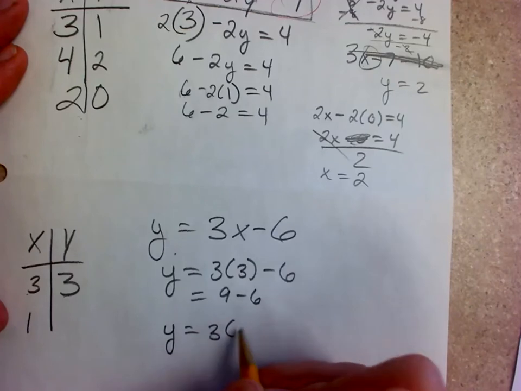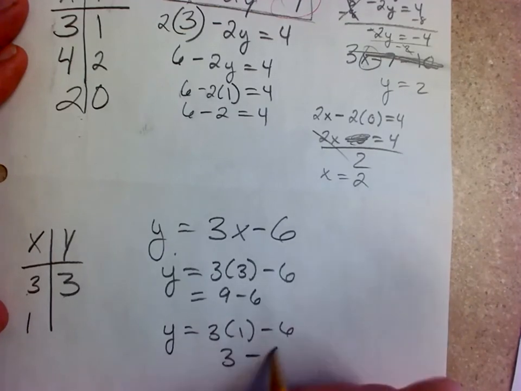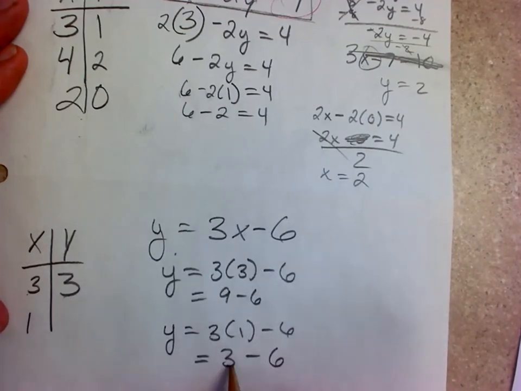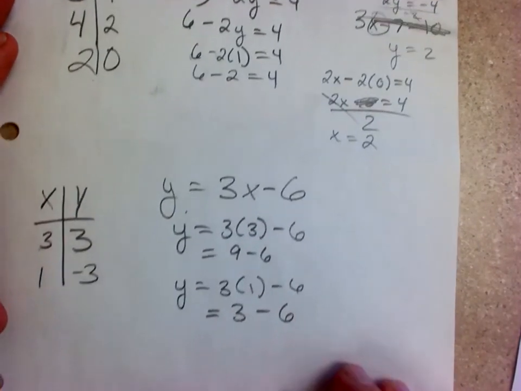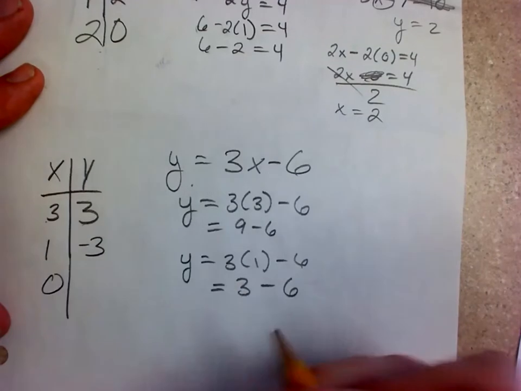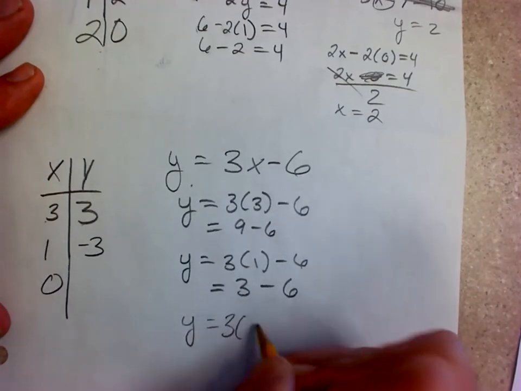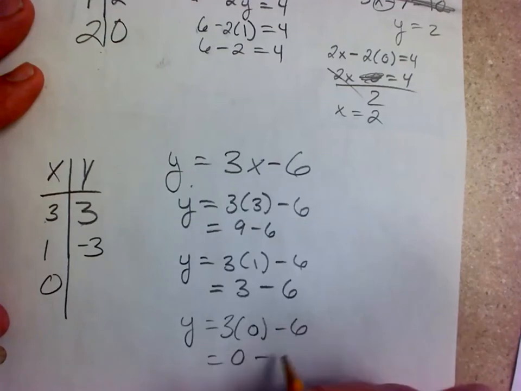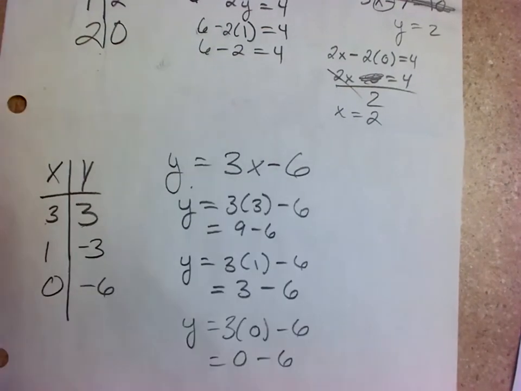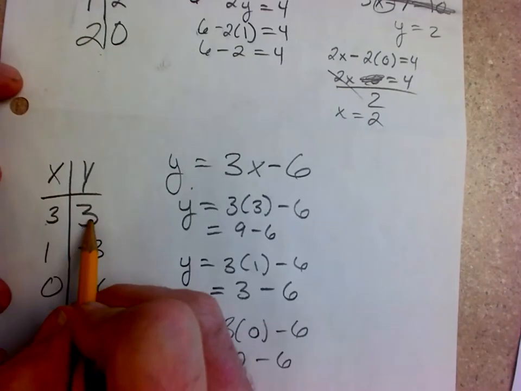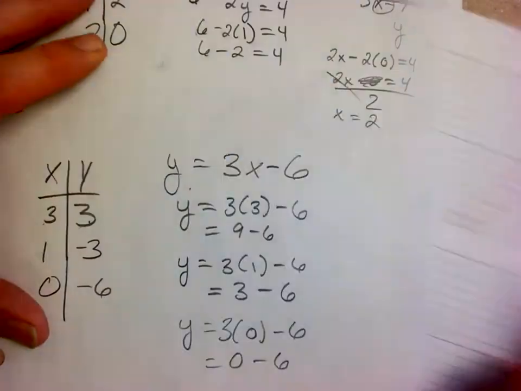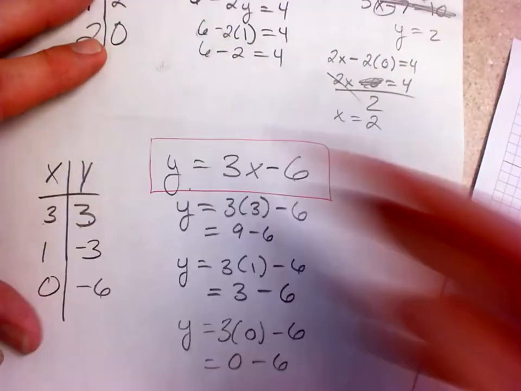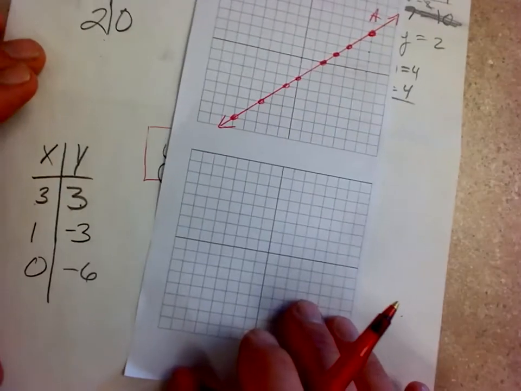Guess 1. 3 times 1 is 3, 3 minus 6, we get a negative 3. Guess 0. 0 minus 6, we get a negative 6. So again, kind of a guessing game. Guess one number, we can calculate the other one that goes with it. Goals are still the same. After we get our original equation, we find 3 sets. We want to go ahead and graph that.